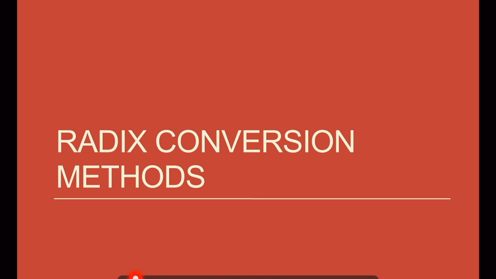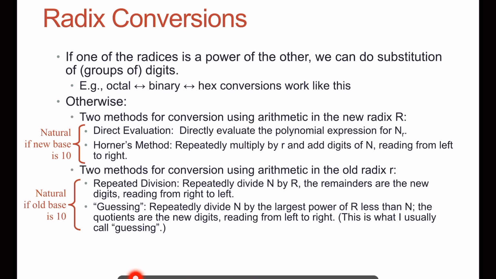Now let's talk about converting between different radices. If we have numbers in one radix and we want to convert them into another radix, we have several techniques we can use. First of all, there's a shortcut: if you're converting between bases that are powers of the same number, like octal, which is 2 to the 3rd, and hexadecimal, which is 2 to the 4th, you can go through binary as an intermediary, and it will work very well.